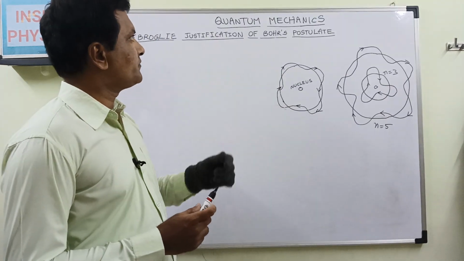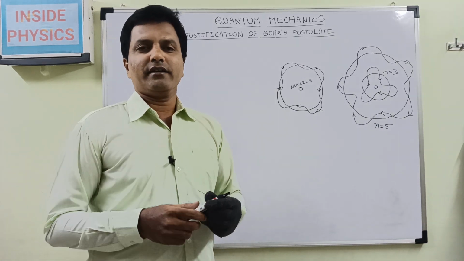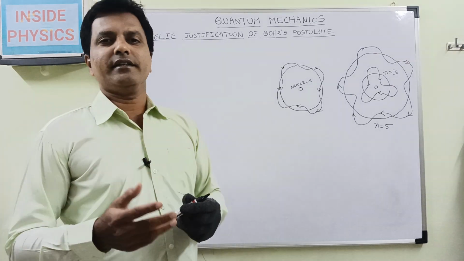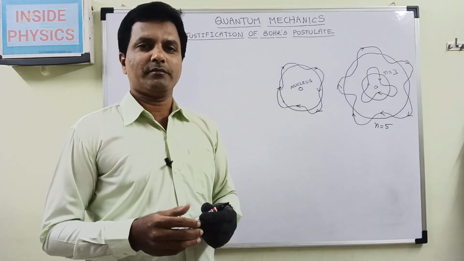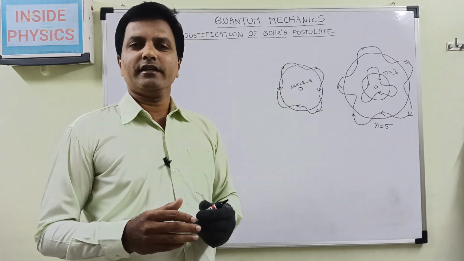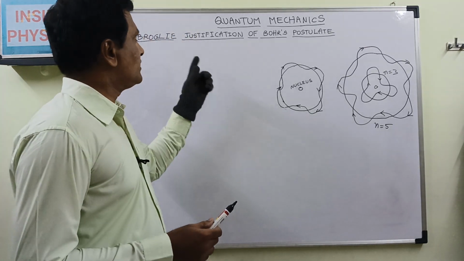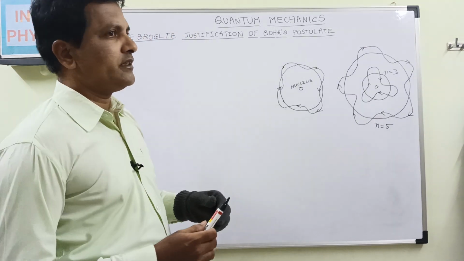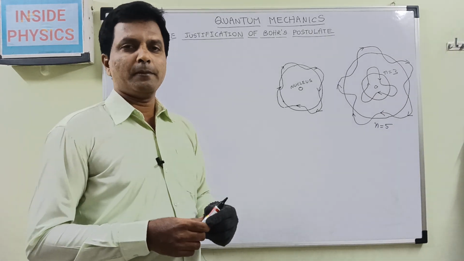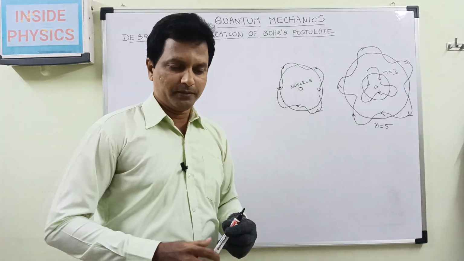We know that according to the de Broglie hypothesis, matter is associated with waves. Just like light behaves sometimes as a particle and sometimes as a wave, matter also has particle and wave nature, a dual nature. This is the de Broglie hypothesis, which we have seen in detail in the previous class. Now we will see how de Broglie justifies the Bohr postulate.